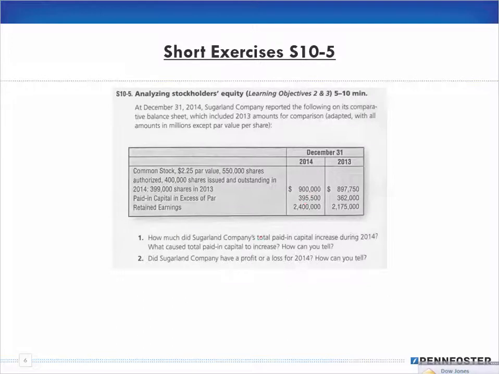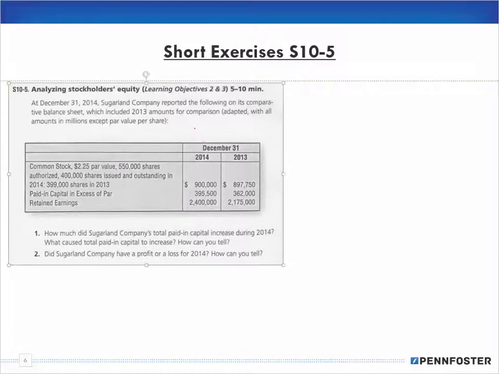So let's see here. All right. So how much did Sugarland Company's total paid-in capital increase during 2014? And what caused total paid-in capital to increase, and how can you tell? Excuse me. Okay. On the surface, if you read that question, let me actually move this slide here just for one second. Let me move this because I want space over here. Okay.